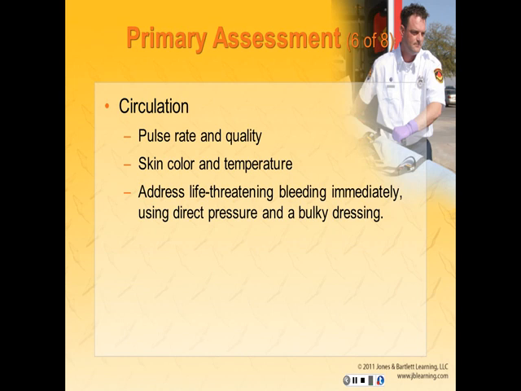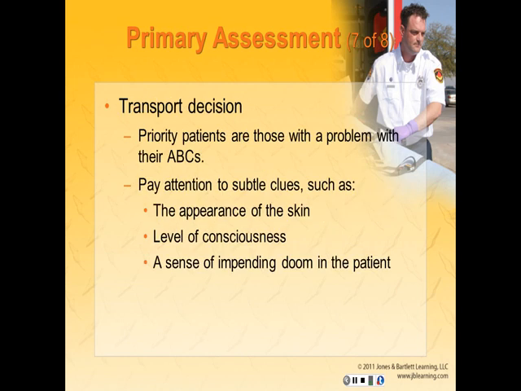Make your transport decision. Priority patients are considered patients who have a problem with their airway, breathing, or circulation, and you need to pay attention to subtle clues such as the appearance of the skin, level of consciousness, whether the patient has a sense of impending doom. Remember, a delay on the scene to perform a lengthy assessment will reduce the chances of your patient's survival. With chest injuries, when in doubt, perform rapid transport.